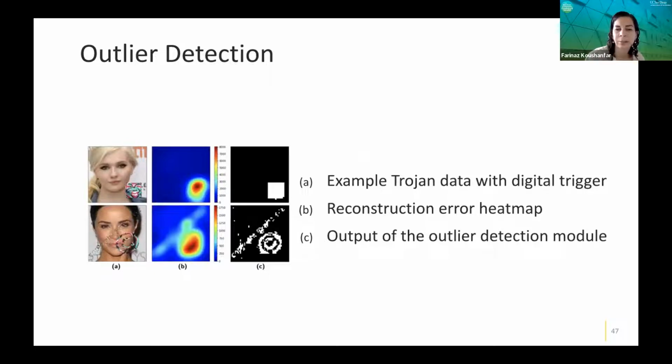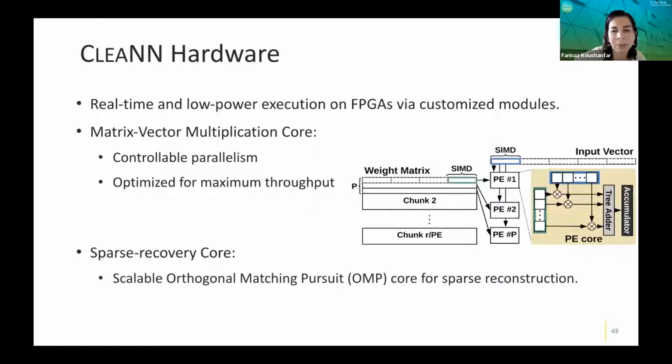Here is an example of Trojan data with a digital trigger, the reconstruction error roadmap, and the output of the detection method. This is just for example purposes. And as I said, those components that are making a change in the spatial domain can be detected with the dictionary learning method. Now, this dictionary learning method, of course the DCT method, is a standard, hardware accelerated module we can use.